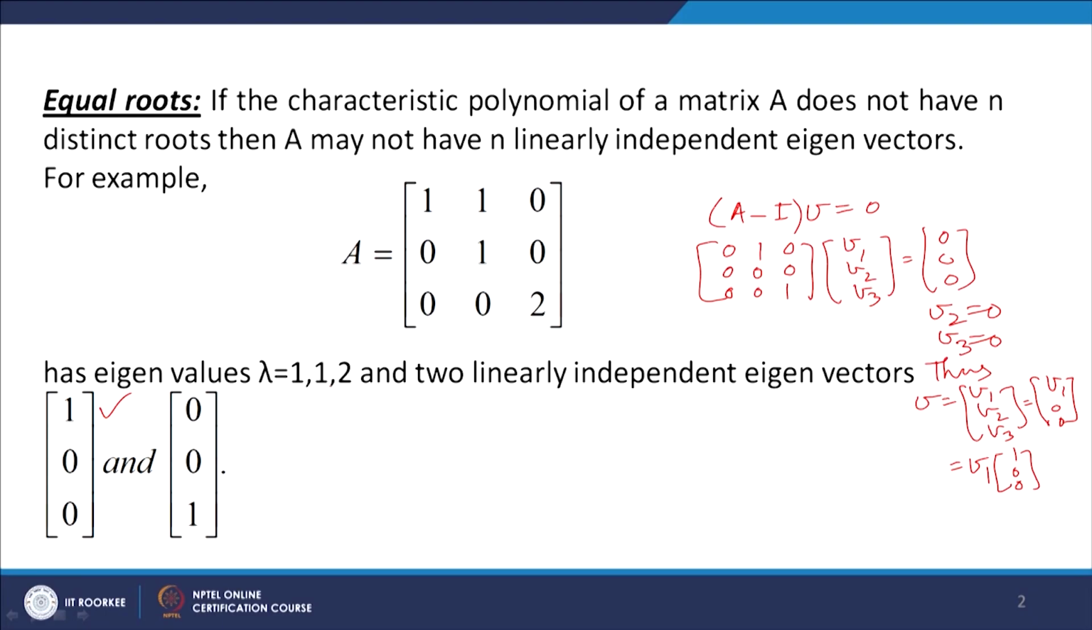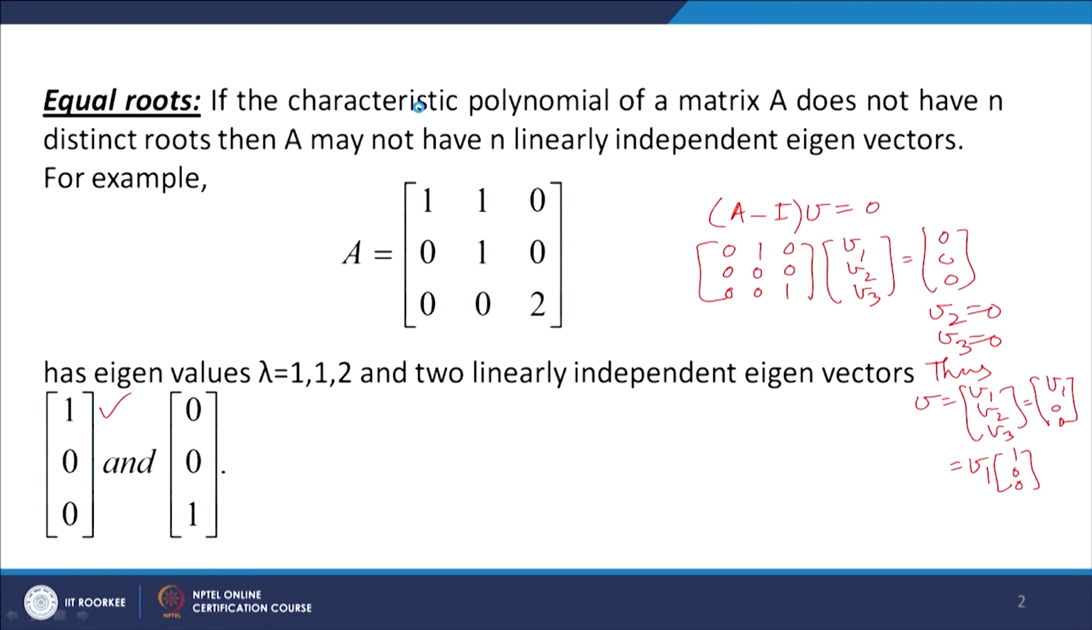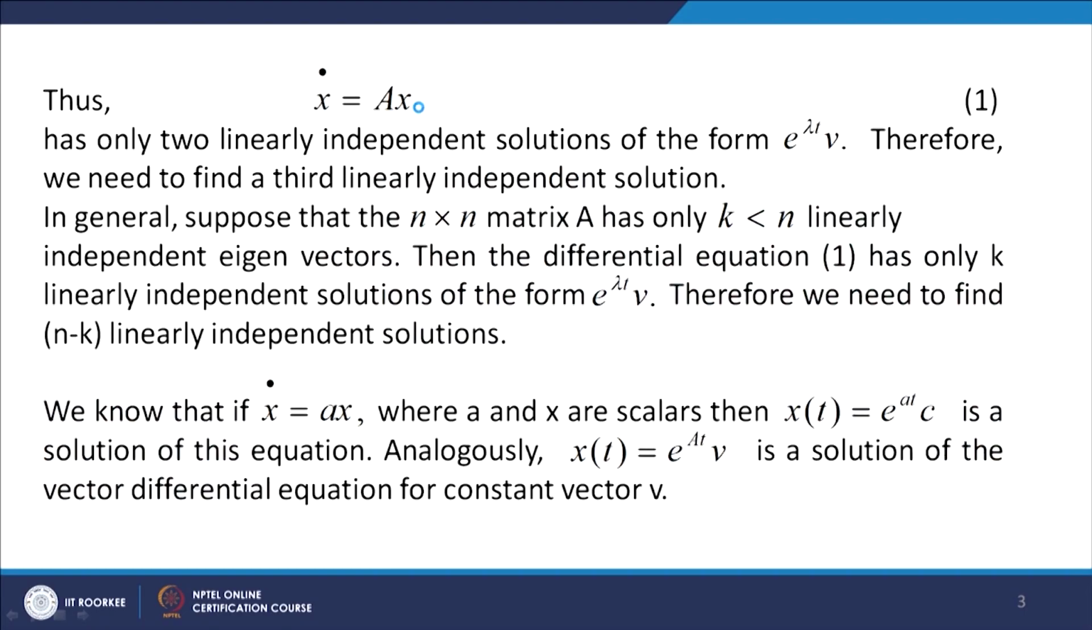So, how to find n linearly independent solutions of the vector differential equation x dot equal to Ax, that is the question. If you consider the vector differential equation x dot equal to Ax, it will have only 2 linearly independent solutions of the form e to the power lambda t times b. Corresponding to lambda equal to 1, we got one eigenvector (1, 0, 0), so one solution you get, and corresponding to lambda equal to 2, you got one eigenvector (0, 0, 1), so you get another linearly independent solution.